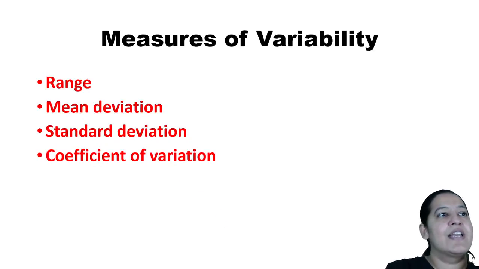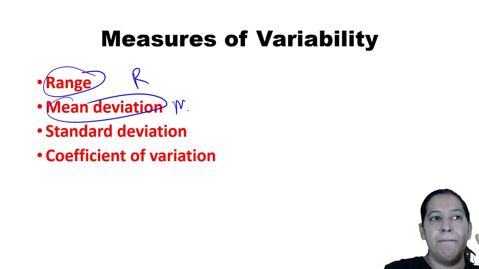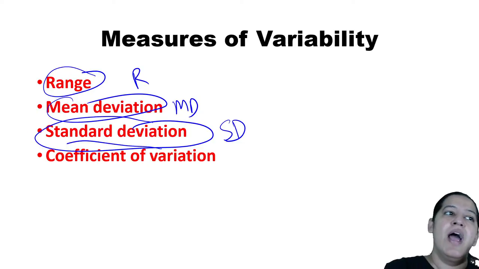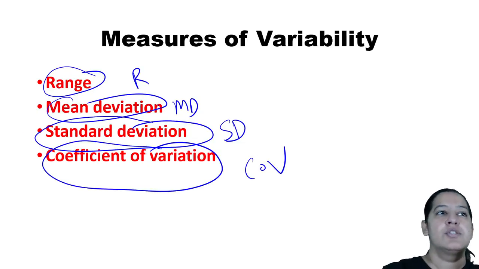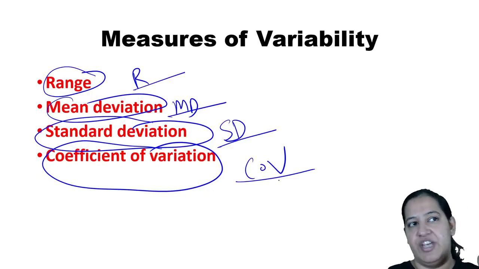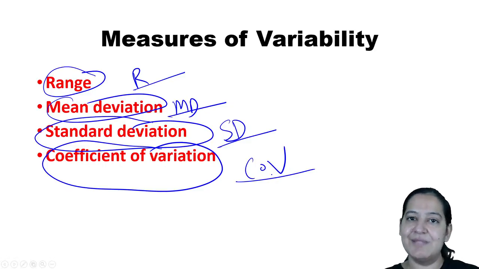What are the four ways? Number one is range. Number two is mean deviation. Number three is standard deviation. And number four is coefficient of variation, COV. So range, mean deviation, standard deviation, and coefficient of variation. We will study them one by one. We will see the formulas, and we will see the numericals based on them.